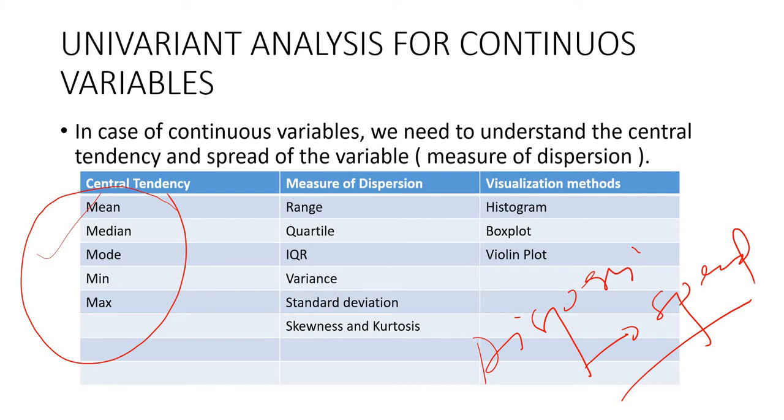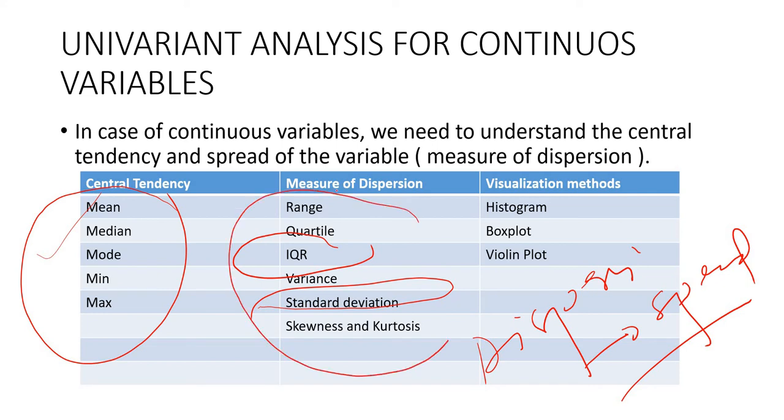The spread of the data is measured by range, quartile, IQR, interquartile range. Very important. I have a separate video on statistics under the playlist statistics, interquartile range. You can check it, and under feature engineering, standard deviation, a separate video is available. Skewness and kurtosis. These are all the terms we use to measure the dispersion or spread or scattering of data. For visualization, we have histograms, box plot, and violin plot. These are the three visualization methods.